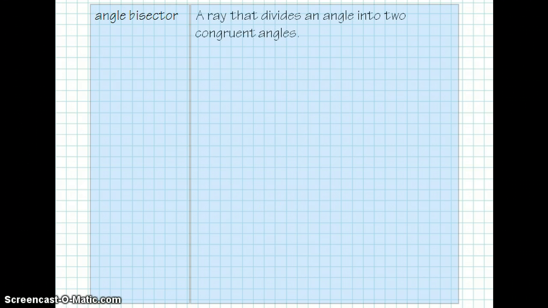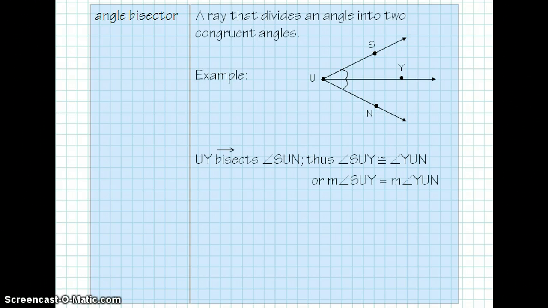Angle bisector. Now when you look at your word roots, I don't know if you've hit those yet in English, but when you do, bi means two, sect means to cut. So this is a ray that cuts or divides an angle into two pieces, and in this case two congruent pieces, so two congruent angles. So the measure of angle SUY is equal to the measure of angle YUN. Okay, so they're two equal pieces, and you can tell they're equal because they have the little arc marks there. And so it basically works both ways. If you see those little arc marks, that means you have an angle bisector. If you have an angle bisector, then you would have those little marks.